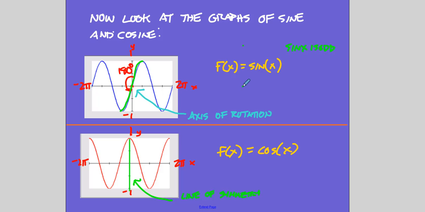Thus, we know that sine of x equals the negative of sine of negative x. And we're going to need that in a few moments.